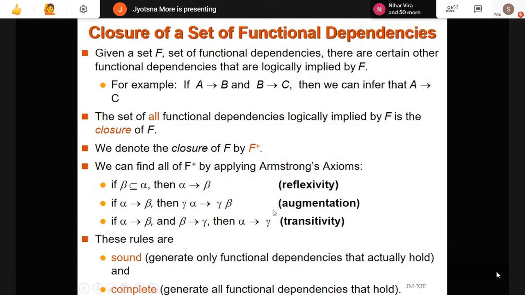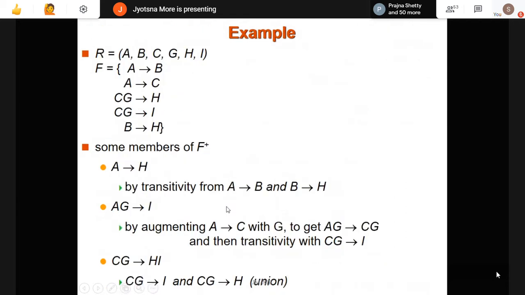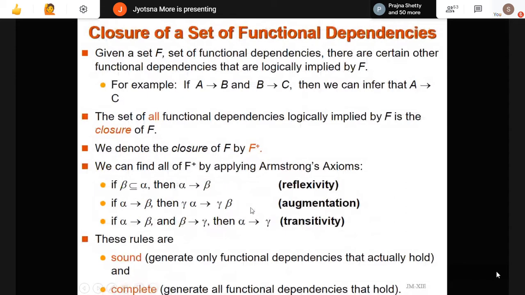Second one, augmentation. Some constant you are multiplying with this or some constant you are adding at both the sides. If alpha determines beta, then I can say gamma alpha determines gamma beta. If you are adding the same field on both sides, then it is valid because I know alpha determines beta is present. So if I am adding gamma, gamma alpha determines gamma beta is valid. So that is known as the augmentation.